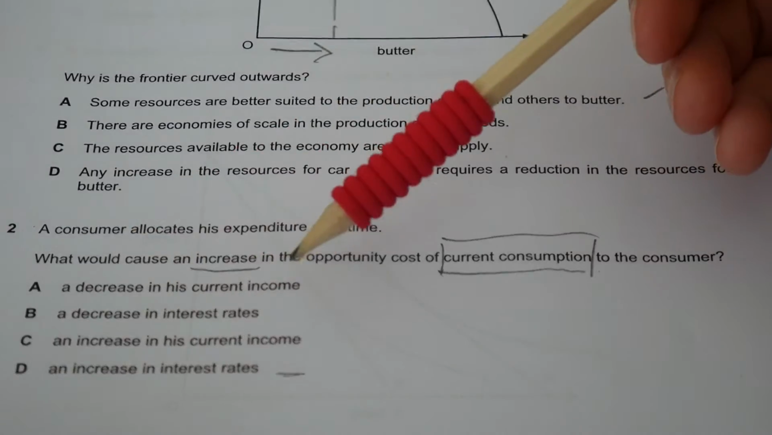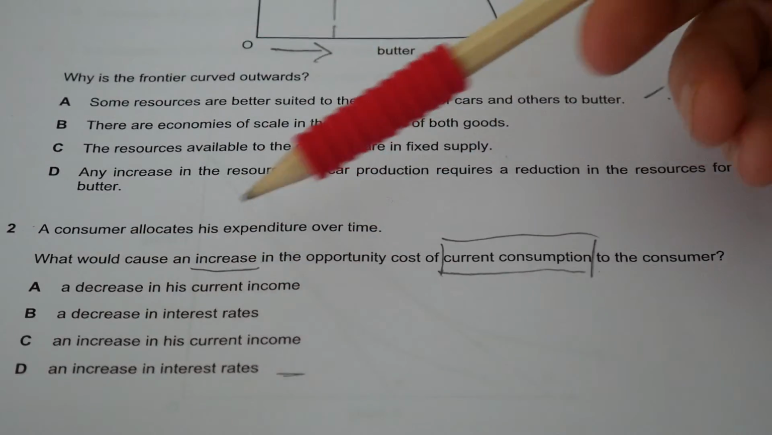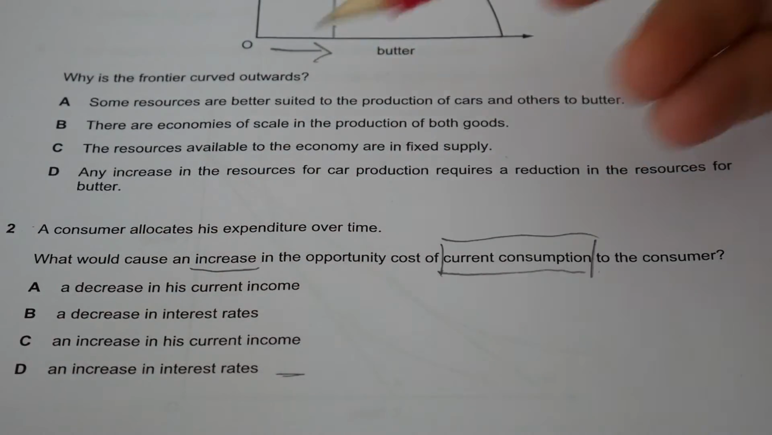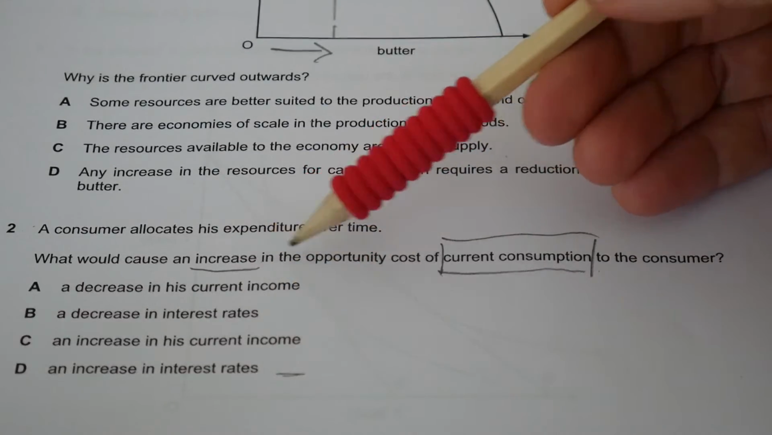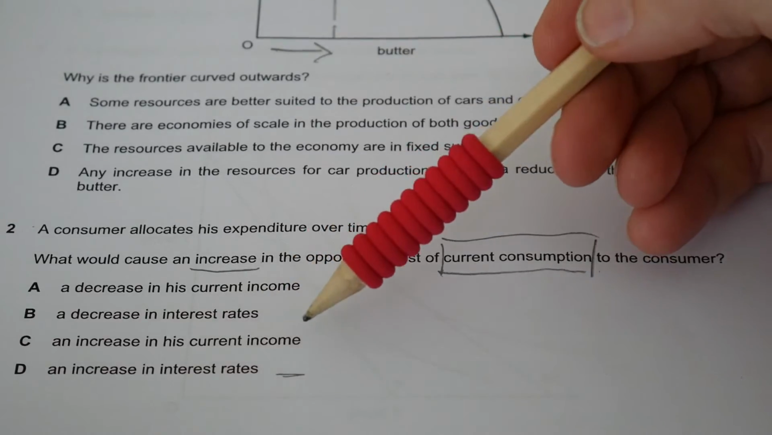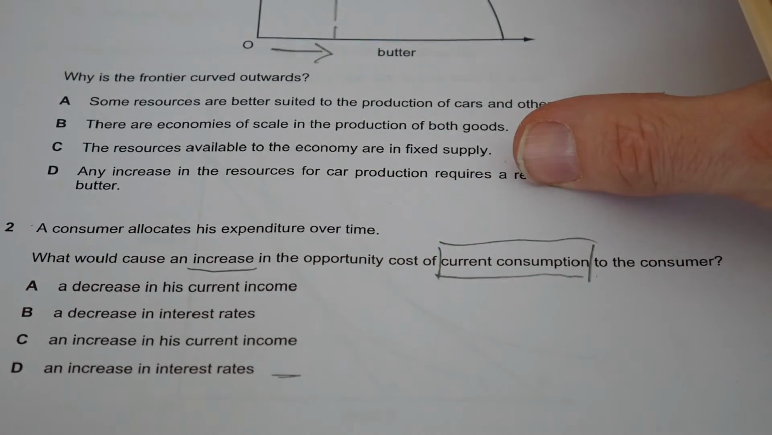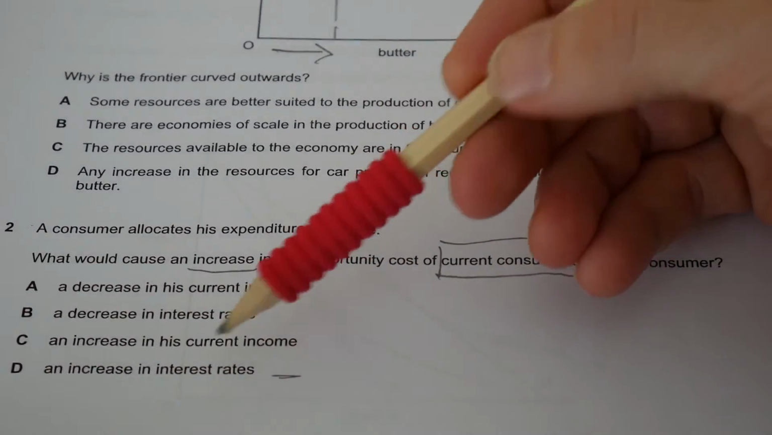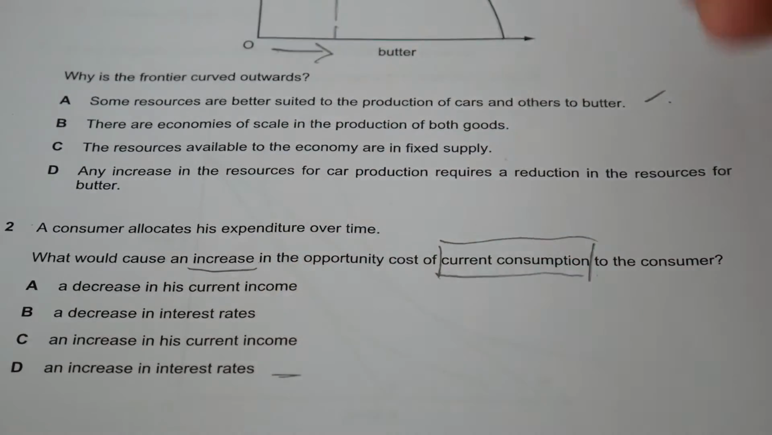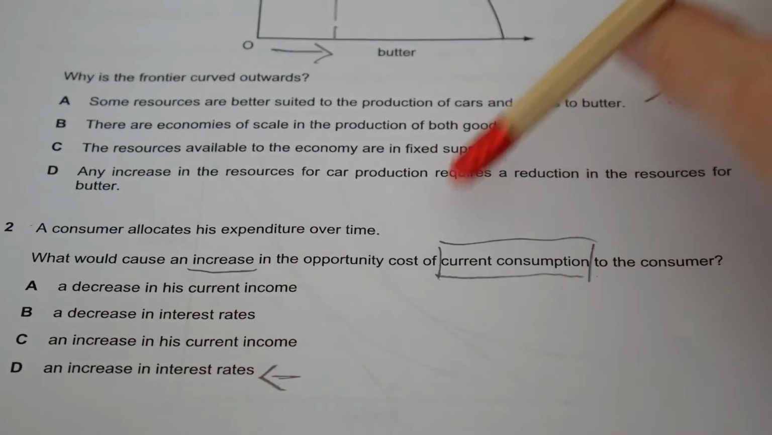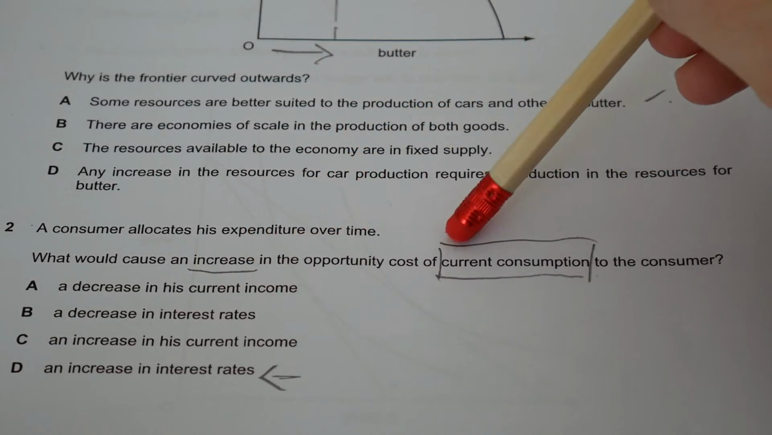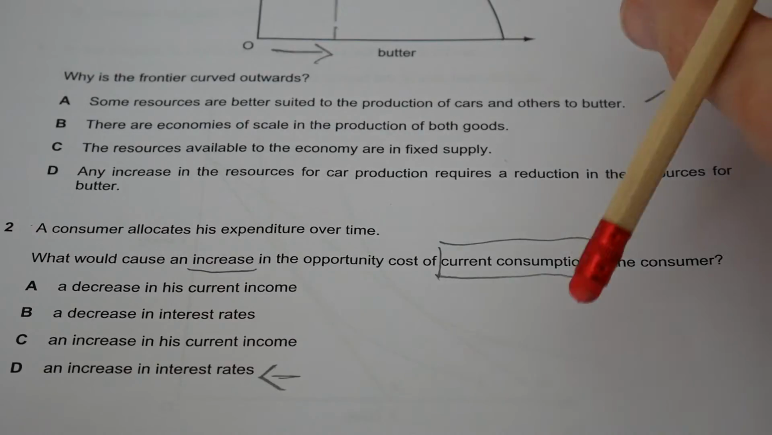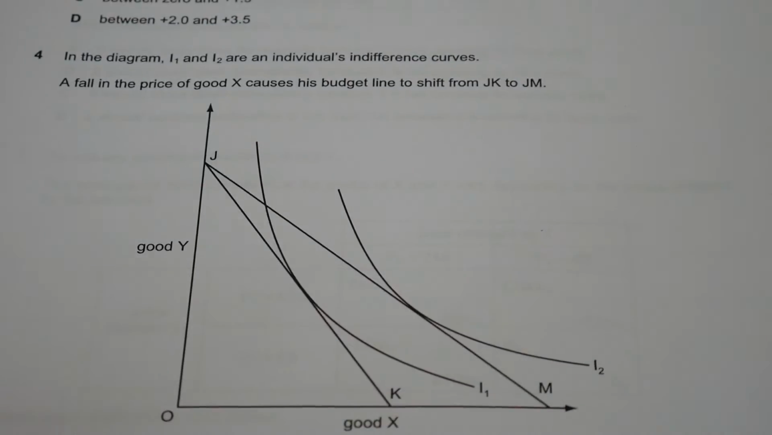So a decrease in his current income, no. That's the opposite of what we want here. A decrease in interest rates, well, that's not going to increase the opportunity cost. An increase in his current income, again, no. An increase in interest rates, well, yes, this one is, so our answer would be D, because that would increase the opportunity cost of current consumption. Okay, let's move it on.